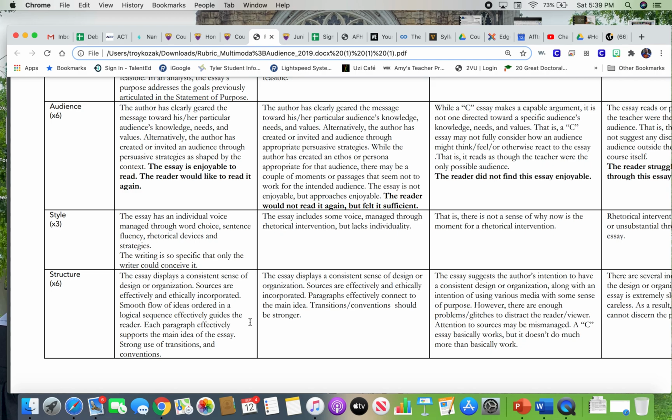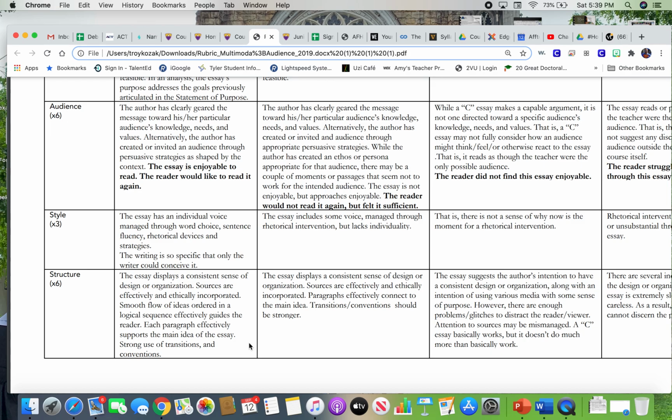Structure. So there's a consistent use of a design and an organization. It's effective and it is ethically incorporated. So if you're looking at this, one of the big things that I would say here is if you're citing material and you're not citing material appropriately, there's a whole other kind of category for that that's not on the scoring guide. But if that's where some of the problems are coming in, then this might actually affect your score. Each paragraph effectively supports the main idea. So you don't have paragraphs that are just kind of there to be there. Everything is connecting and supporting.